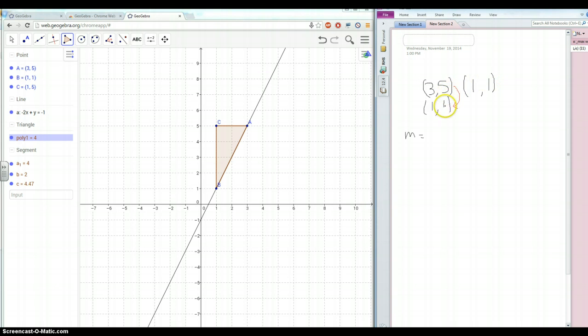How do I get from 5 to 1? And you will say, well, you got to go down 4 steps. And how do I get from 3 to 1? Well, I got to go down 2 steps. So that will simplify to, okay, negative over negative is positive. That simplifies to 2. Okay, or we got 2/1.